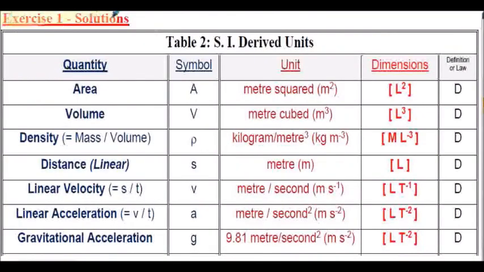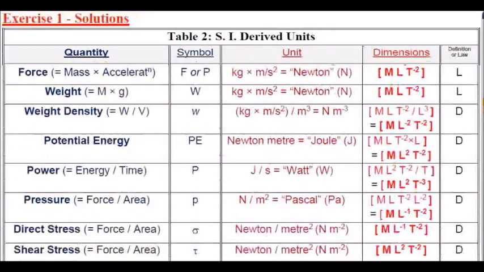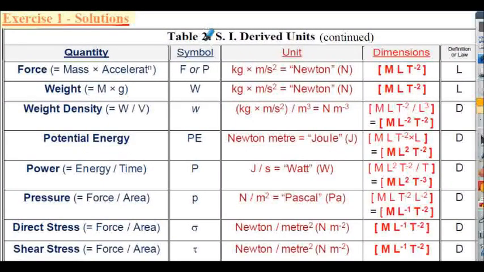So here's exercise 1, the solutions, our SI derived units. Here are our dimensions. You can now check your values against what's on the slide here. The right-hand column where it states definition or law is purely for reference. We're not really concerned in this presentation whether we derived our quantities from a definition or a law. As I said, that column is purely for reference. Exercise 1, solutions, Table 2, SI derived units continued. Here are more dimensions. For reference, you can check these against your own answers.